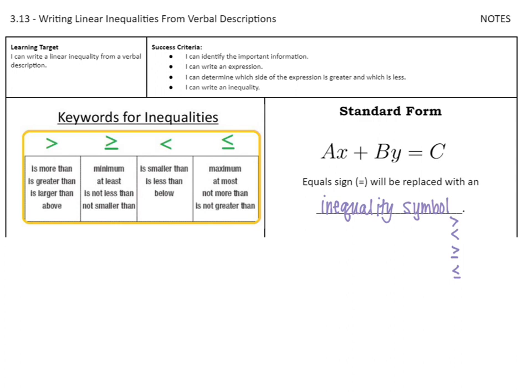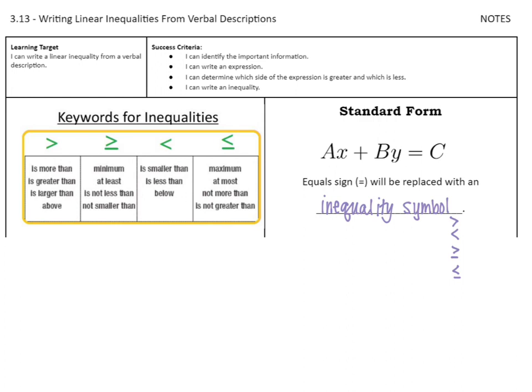So they need to make a minimum of this much money, right? Like at minimum, we need to make $450. Well, that means that the stuff we're making needs to be greater than or equal to that $450. Or at least, is not less than, or not smaller than. For less than: is smaller than, is less than, and below. And then for less than or equal to: the maximum, at most, not more than, is not greater than.